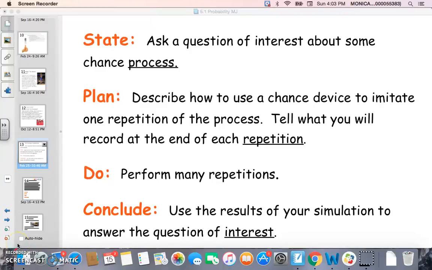So again, let me recap. Welcome back. We said that performing a simulation is a four-step process. You state, plan, do, and conclude, which is answering your question of interest.